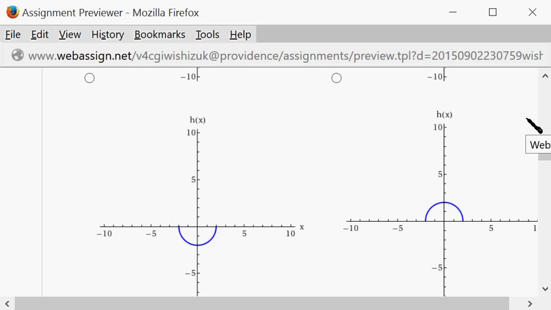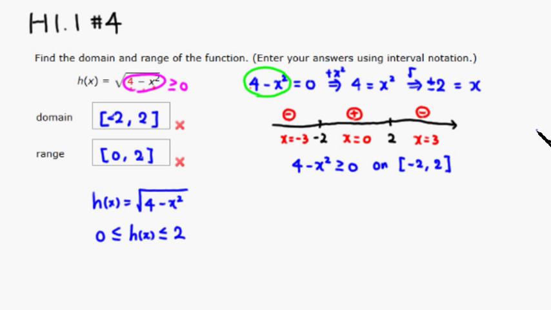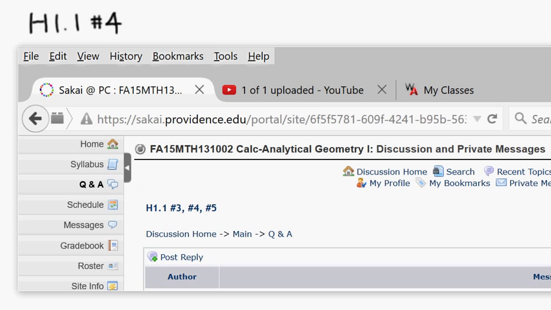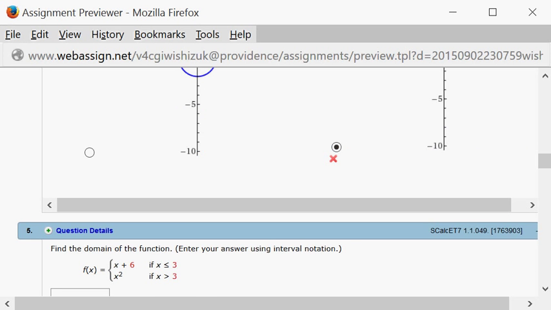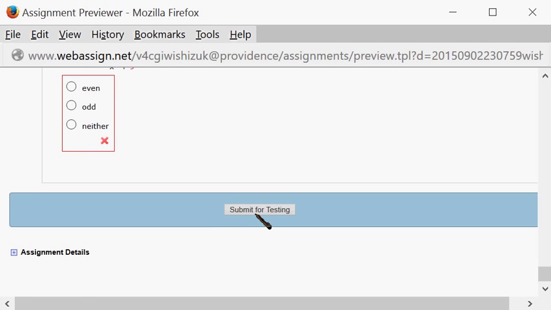Either this one or that one looks like it's hitting the x-axis in the right places. But the function has to be between 0 and 2. It looks like this one is between negative 2 and 0. So this is going to be the correct picture. So I'll check that. Let's see, check the answer. Oops, sorry, I have a wrong one. So I'm going to go down and submit for testing.